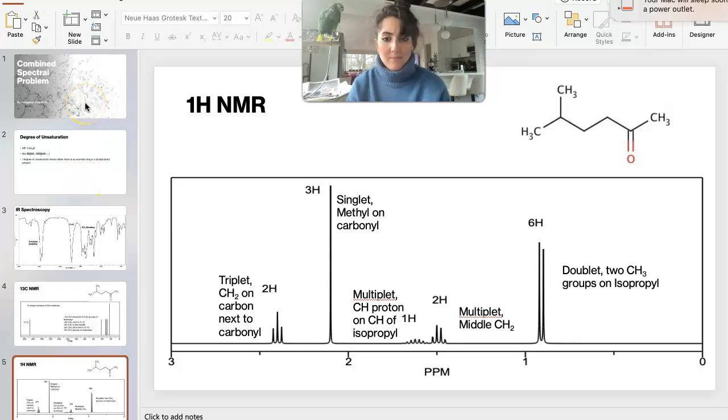This is my proposed structure of my compound. Thanks so much.